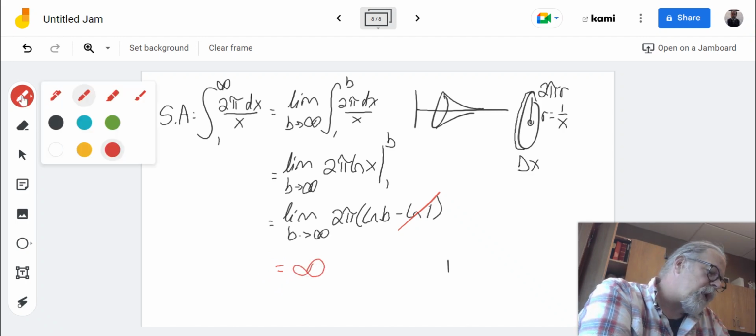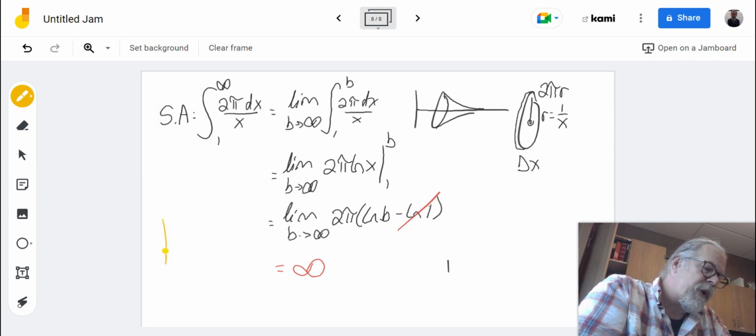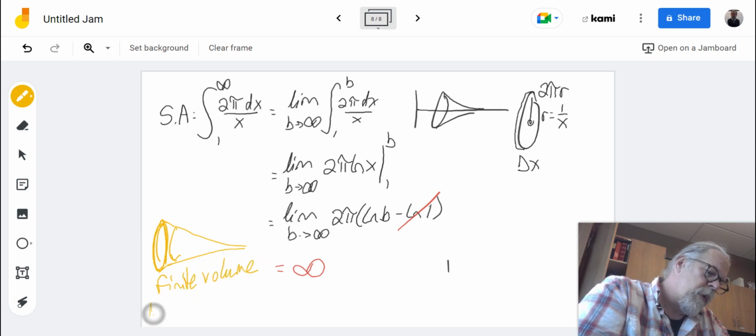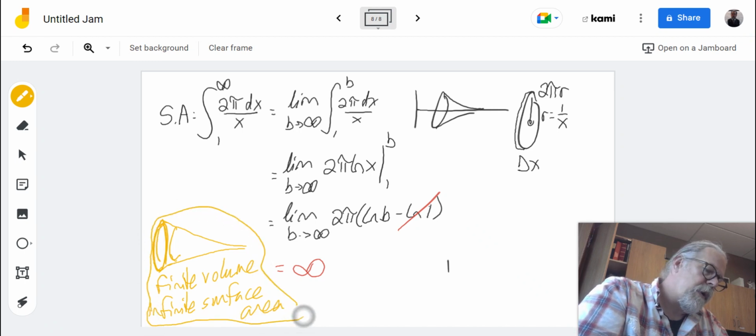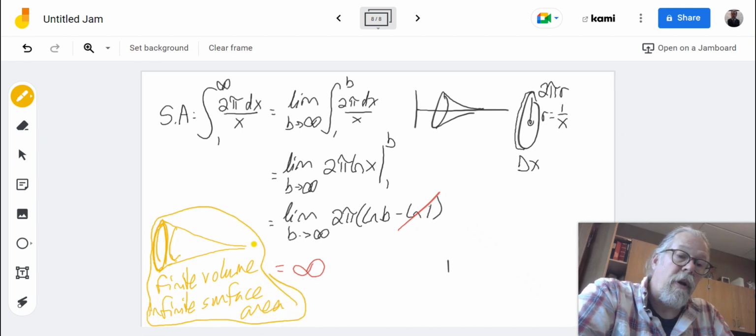And what is interesting about Gabriel's horn is that we have this shape, and it has a finite volume but an infinite surface area. And that is pretty darn fascinating.